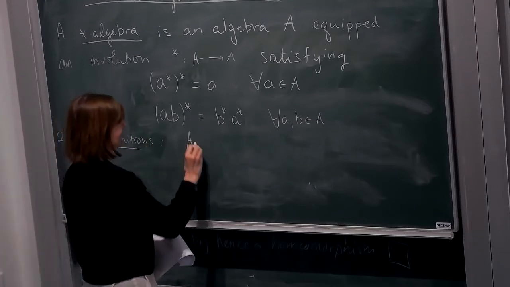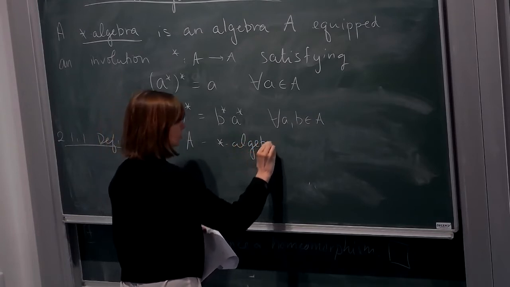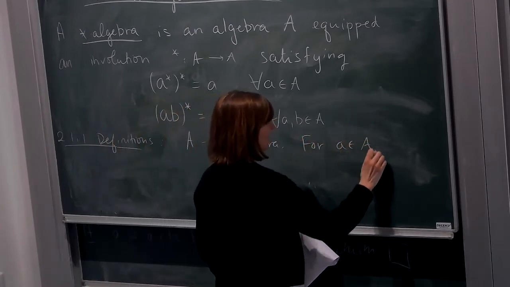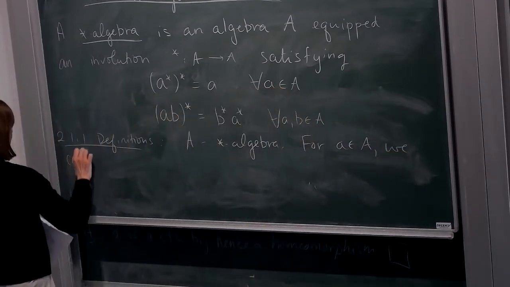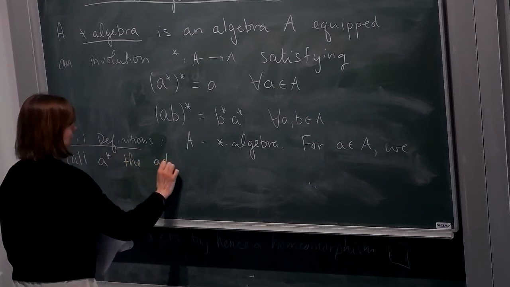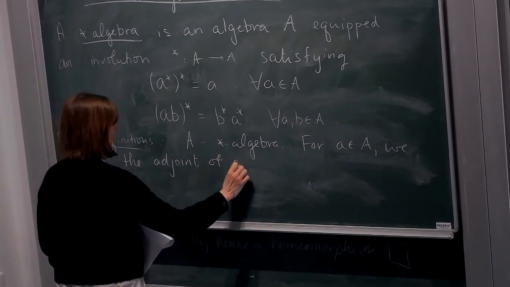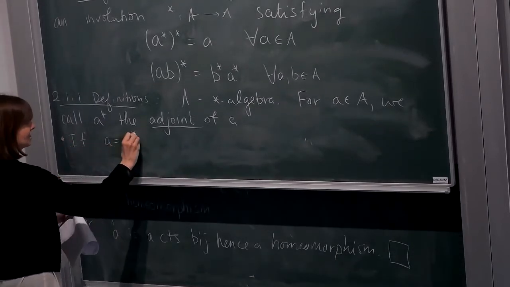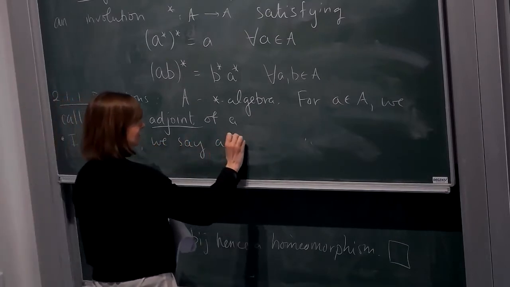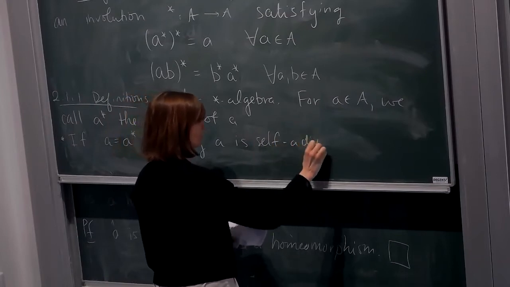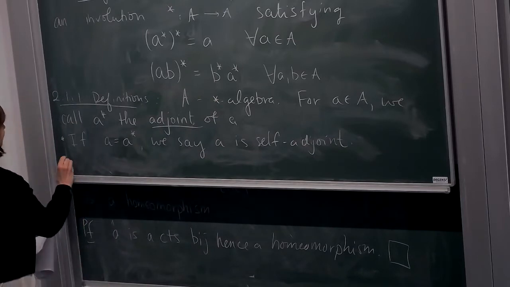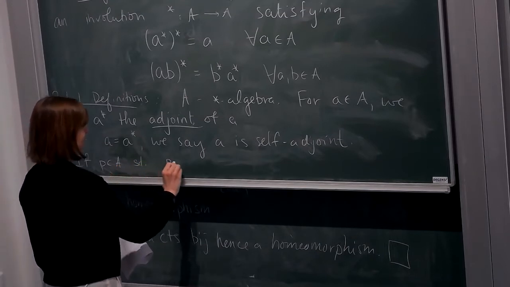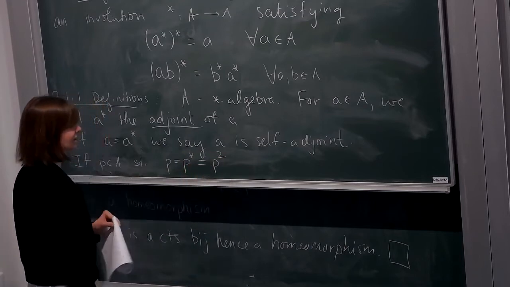So take a star algebra A. For an element a in A, we call a star the adjoint of a. If it so happens that a is equal to a star, we say a is self-adjoint. If we have some element p in A such that p is self-adjoint and also an idempotent, then we call p a projection.